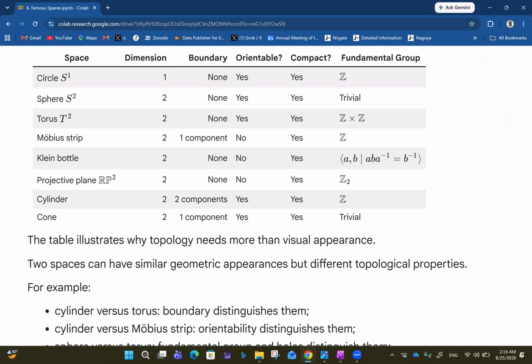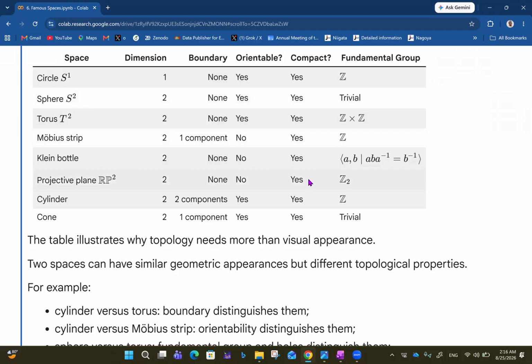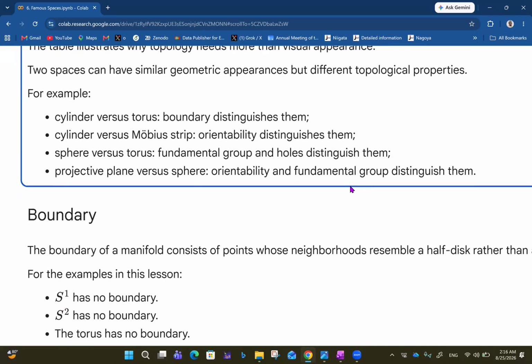So projective plane and sphere, for instance. So you see sphere, projective plane. They are both two-dimensional for sure. They also have no boundaries. Sphere is orientable, but projective plane is not orientable. They are both compact, and then fundamental group makes the difference. Sphere has the trivial fundamental group, while a projective plane has Z2 as its fundamental group.